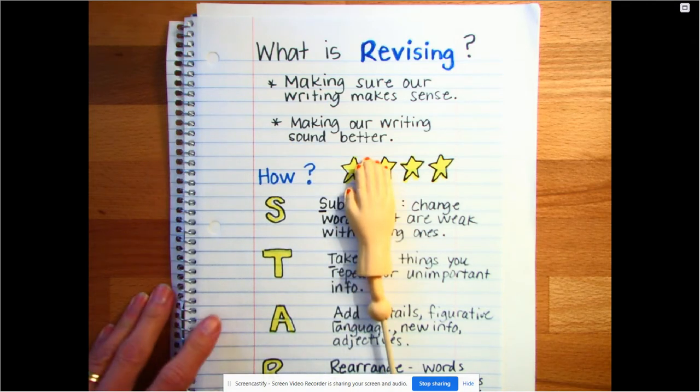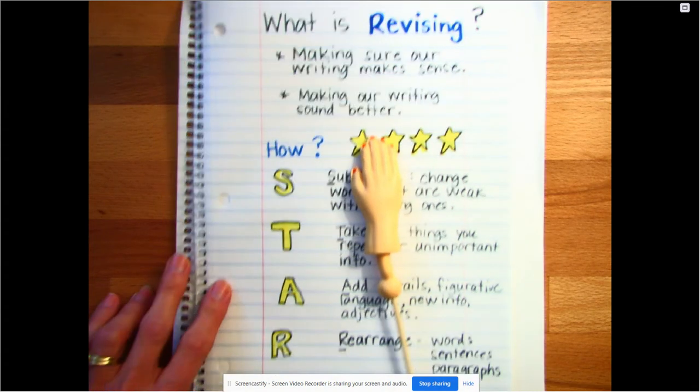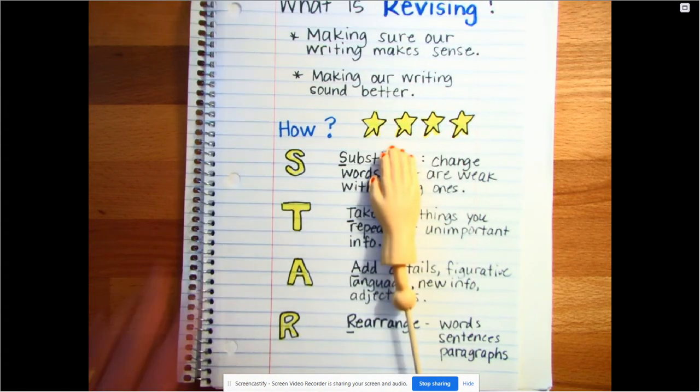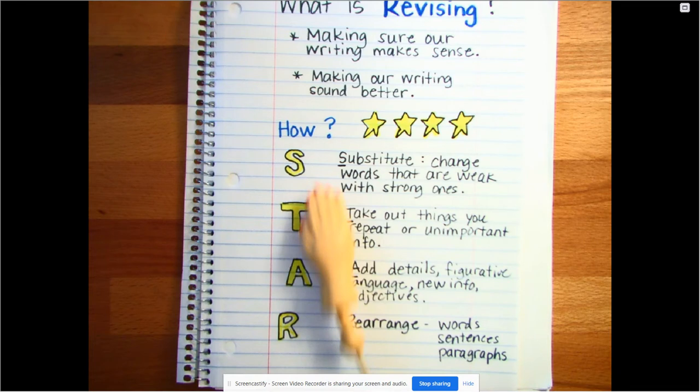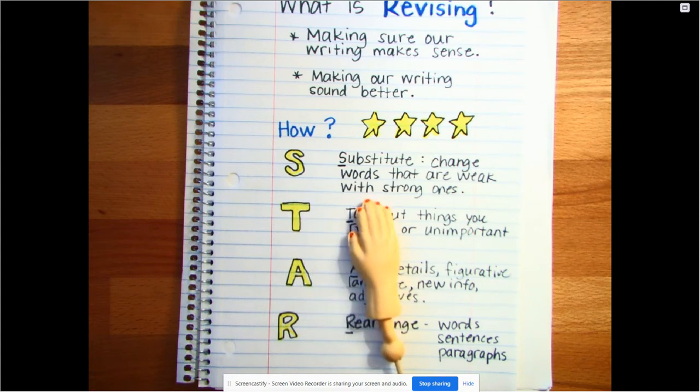I have the word STAR written down here to help you remember the steps that you're going to take. So the first is S, and that stands for substitute. What you're going to do is go back into your writing and change some of the weak words with stronger words, using juicier words or salsa words, like I like to call them. They're a little spicier.